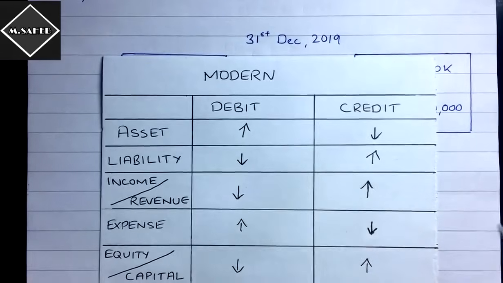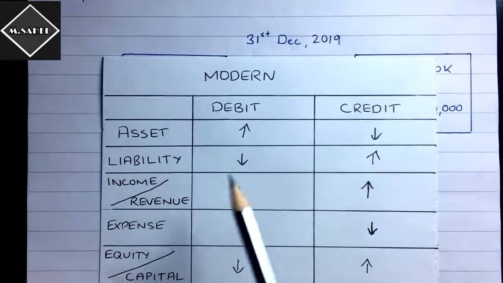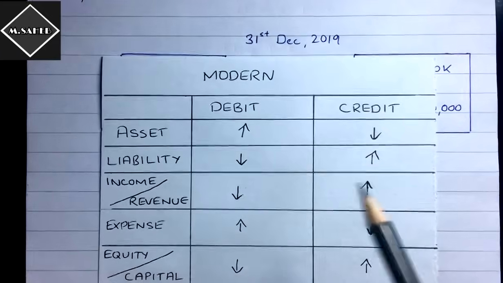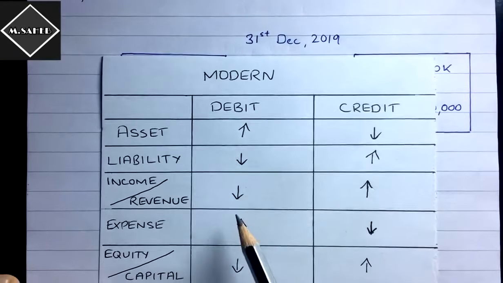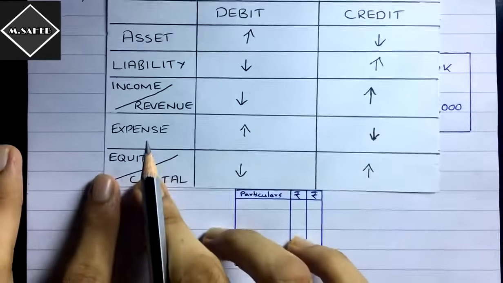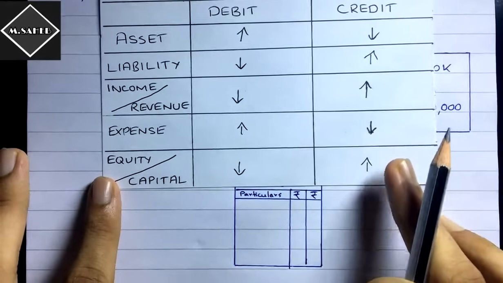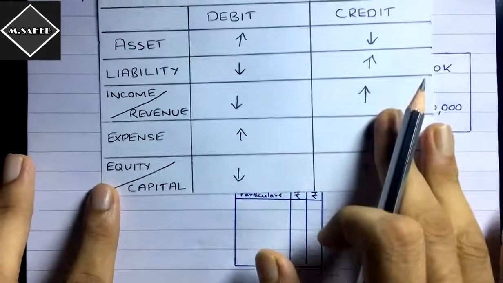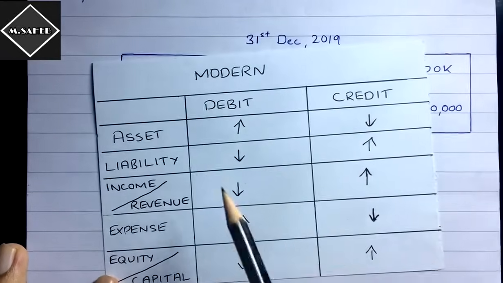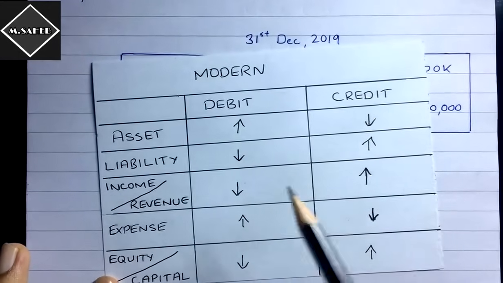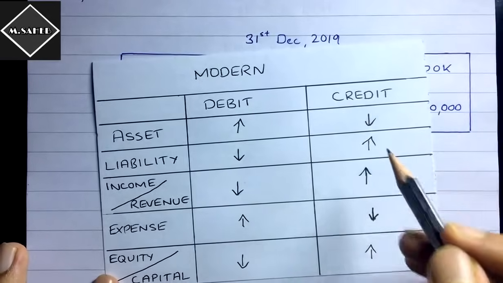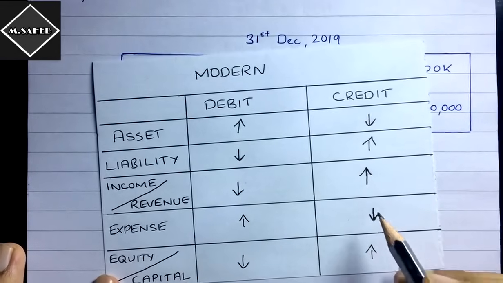And then income revenue. Income revenue is also like the liability. I mean, the rules are like the liability only. Whenever it increases, you credit. Whenever it decreases, you debit. Same with the capital. Capital is also like that. Whenever it increases, you credit. Whenever it decreases, you debit. And asset and expenses, same. Whenever asset increases, debit. Expense increases, debit. Okay, and whenever asset decreases, credit. And whenever an expense decreases, credit.